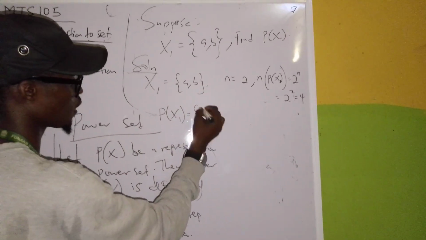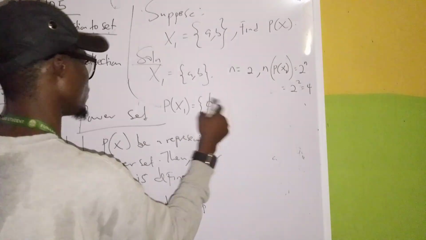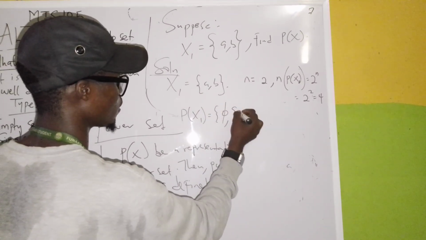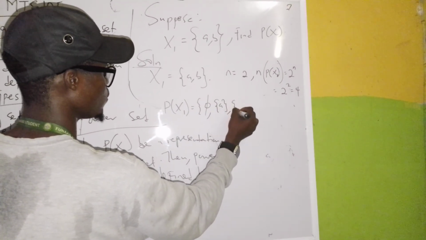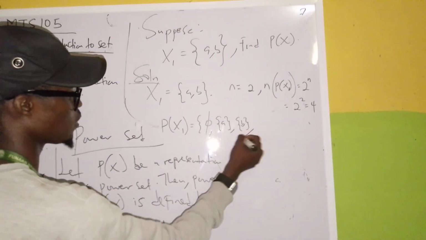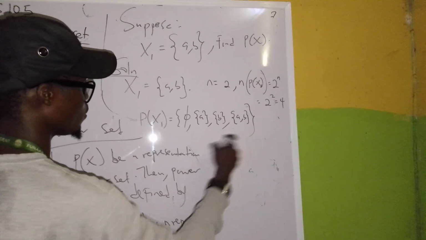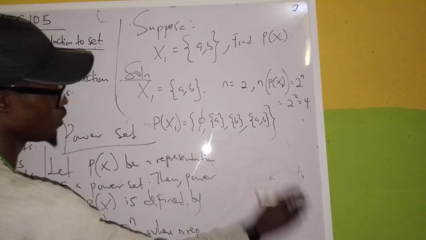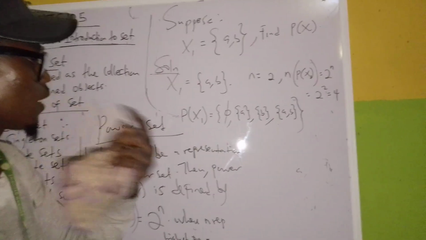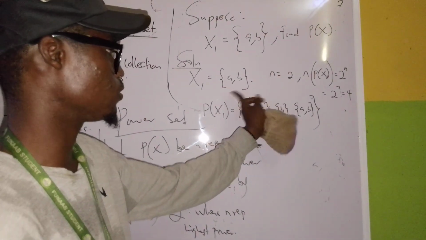This is how you start. You start with empty set. That will be the first one. After you start with empty set, you now start with singles. You identify them individually, so you separate them first. After you separate them, you now start combining them: A, comma B. So you can see that this is the power set of this set. This is power set, very simple.